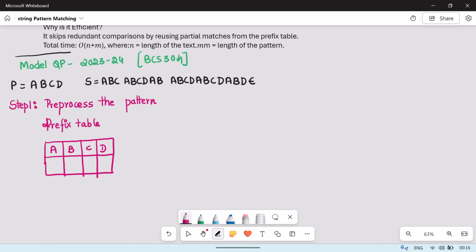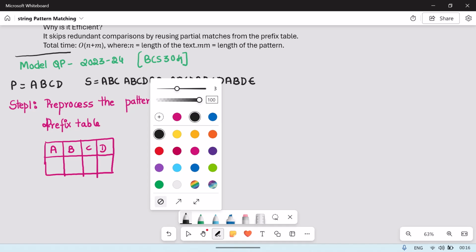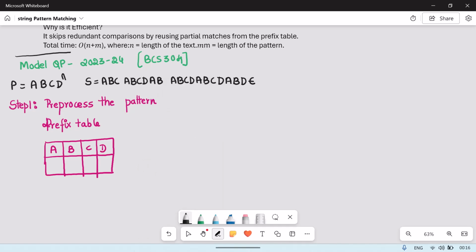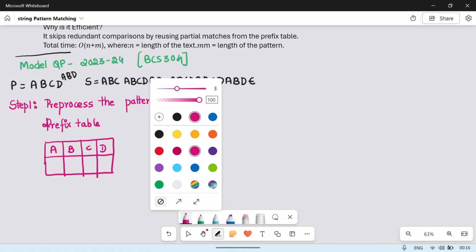Oh, sorry, this had some other points also. I forgot to write the entire pattern. Sorry, my bad. So A, B, C, D, A, B, D. Okay, so let me write here.